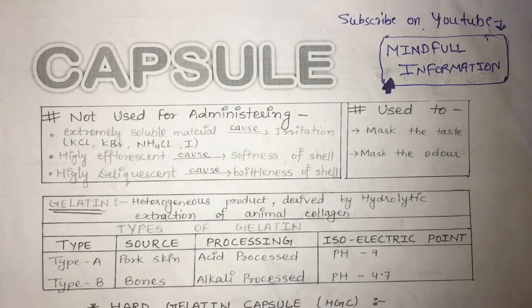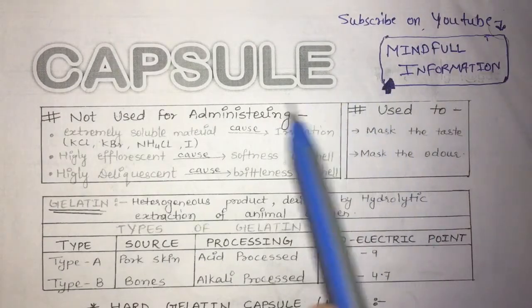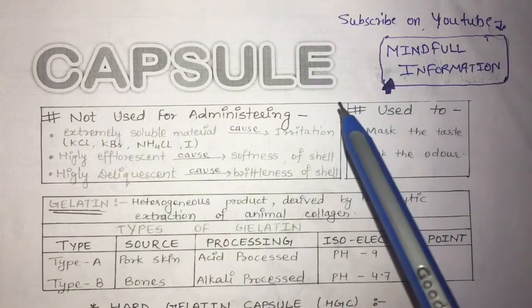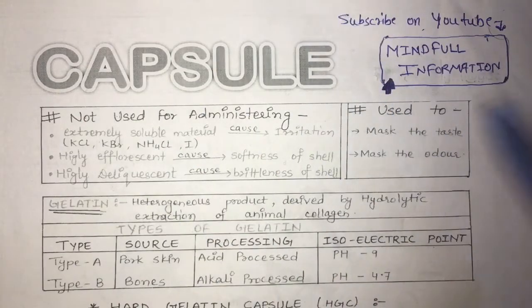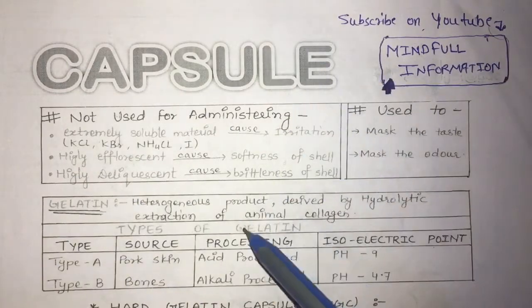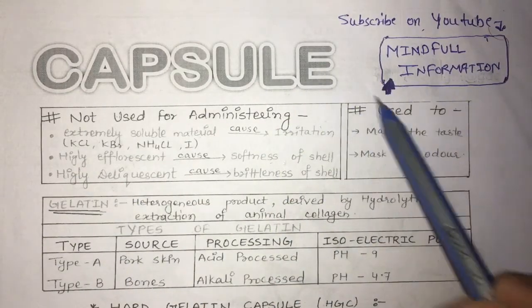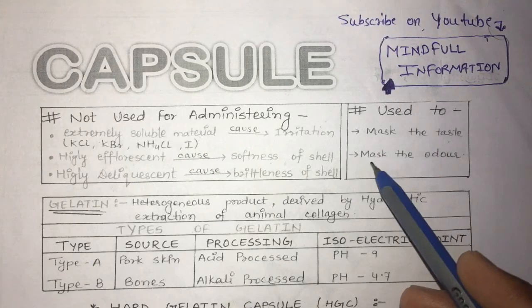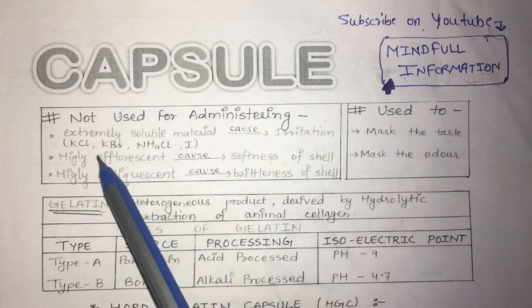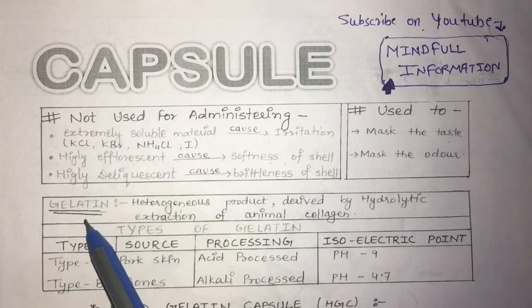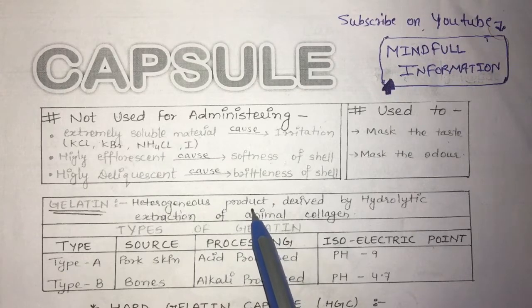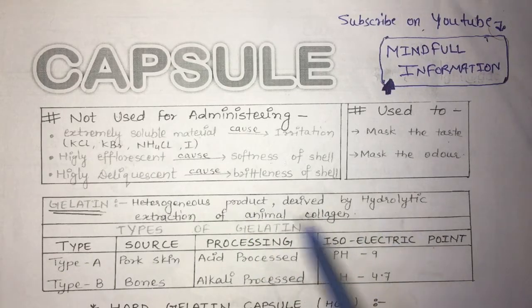So let's begin. Capsule. A capsule is a dosage form used to treat patients, inside which a medicament or drug is filled. The outer covering of the capsule is made up of gelatin. Why is it used? It is used to mask the taste or to mask the odor. Gelatin is the outer covering of the capsule. It is a heterogeneous product derived by hydrolytic extraction of animal collagen.